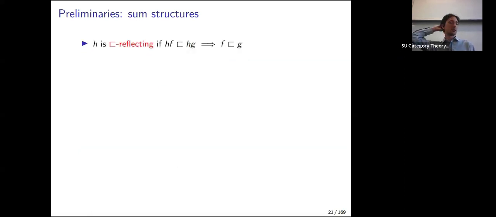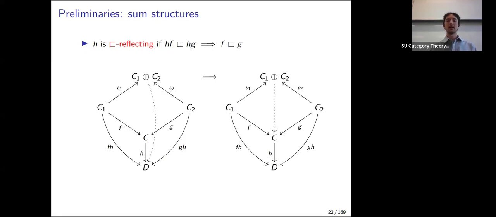Okay, and then one last concept is that of C-reflecting morphisms. So the definition is quite simple. We just have that a morphism H is C-reflecting if HG covers HF implies that G covers F. So pictorially, what do we have going on here?